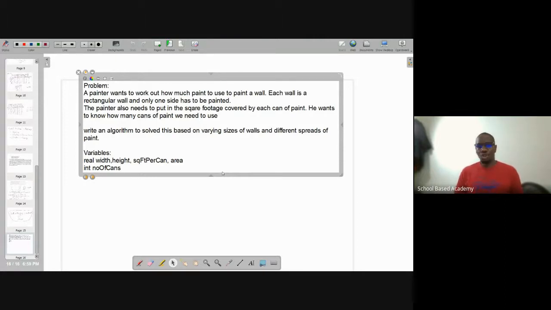Okay? So we have the variables: the width of the wall, the height of the wall, the square foot per can, the area, and the number of cans that we'll eventually need. And if we need any more variables, we can come back and add them. But it's good practice to just think through beforehand and say, okay, these are the variables that I'm likely to need. Okay?